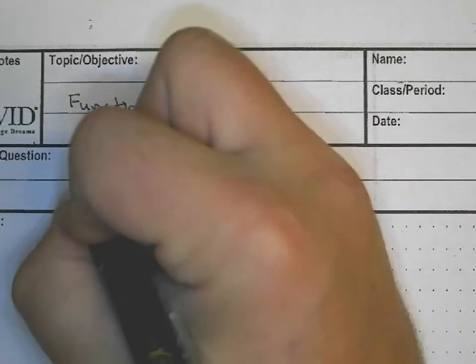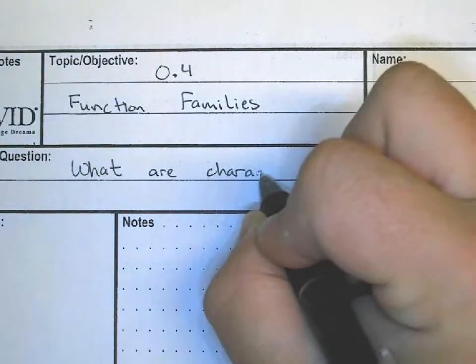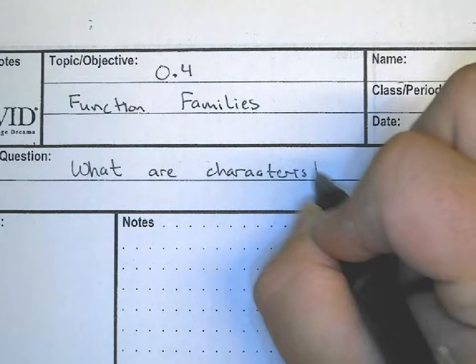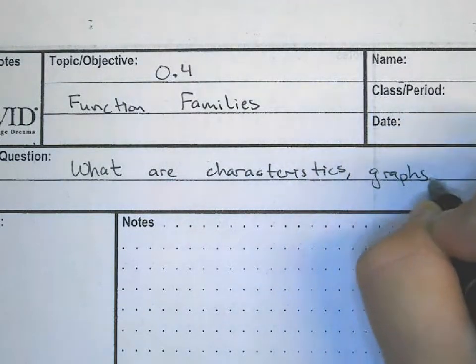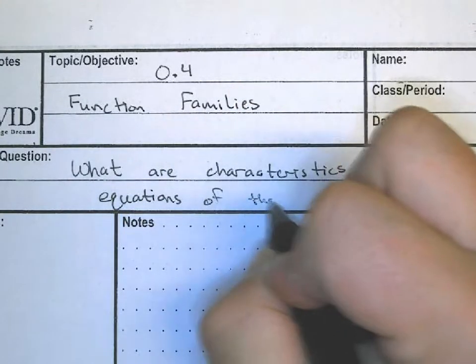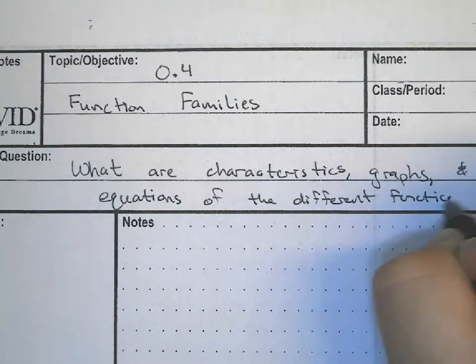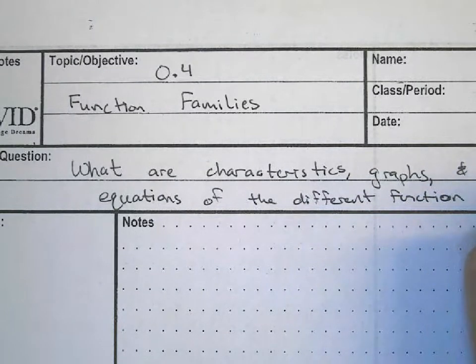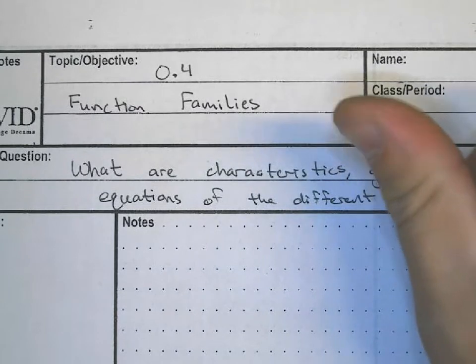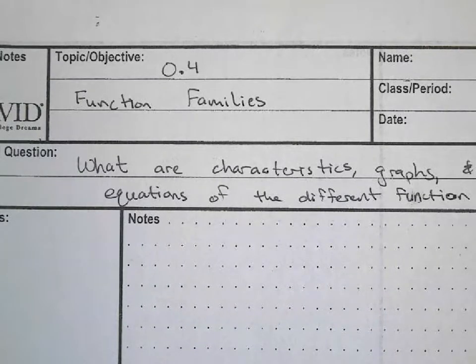So our essential question will be, what are characteristics, graphs, and equations of the different function families?